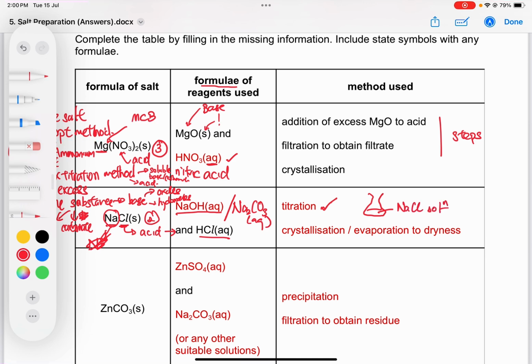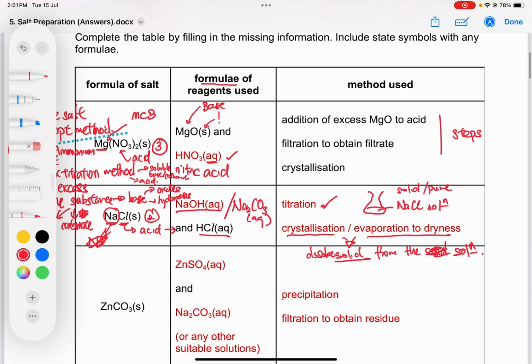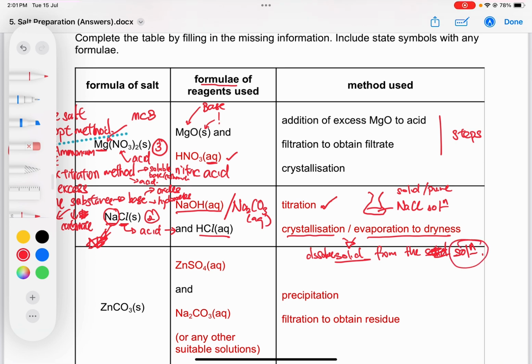So how can I get solid and pure sodium chloride out? There are two ways to do it. You can either evaporate to dryness and you're left with sodium chloride, or you can do the crystallization method to get your sodium chloride. These two steps are trying to get your solid, to separate your solid from the solution. To be more precise, you're trying to get the dissolved solid out from the solution. SOL-N here represents solution.